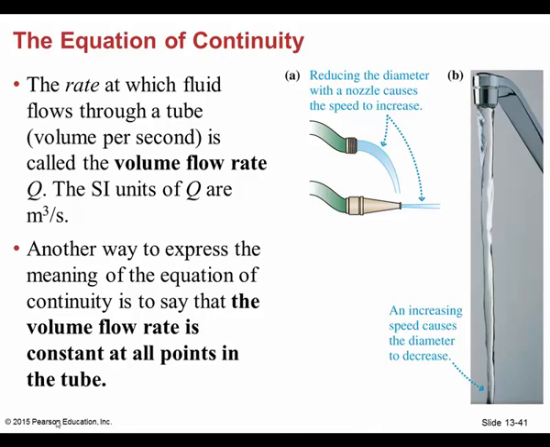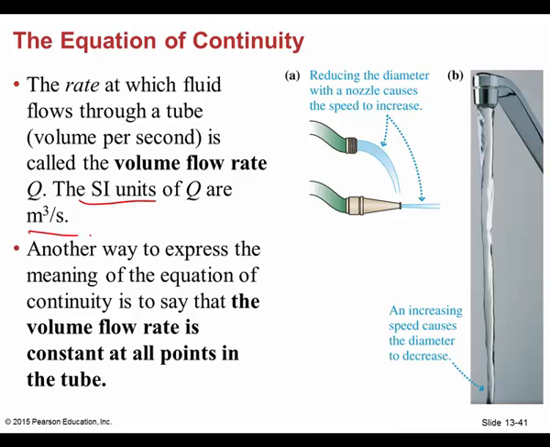The rate at which a fluid flows through a tube, what we call flow rate, is the volume per second. Please remember that Q there. That's what we call flow rate. The units are meters cubed per second. Another way to express the meaning of the equation of continuity is to say that the volume flow rate is constant at all points in the tube.